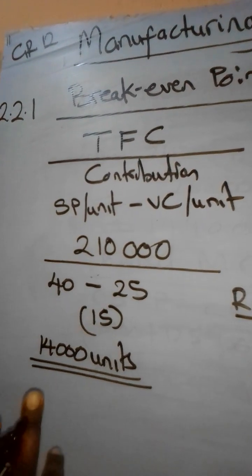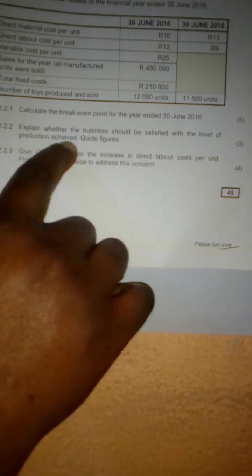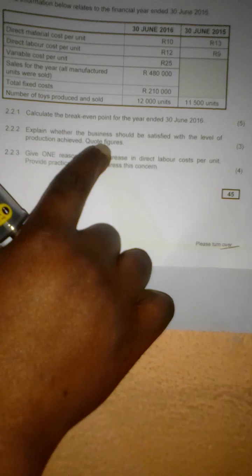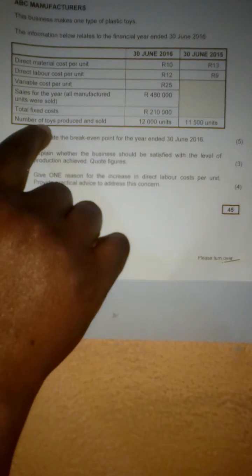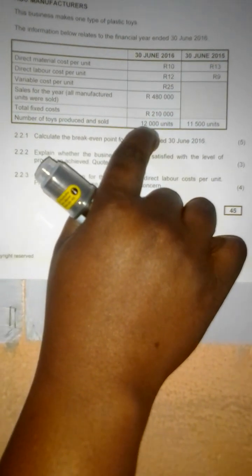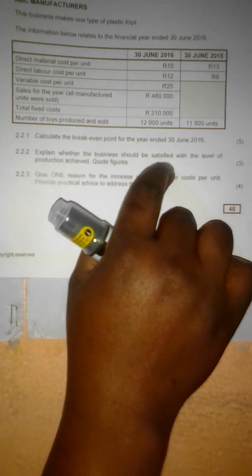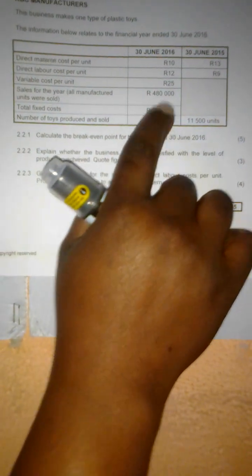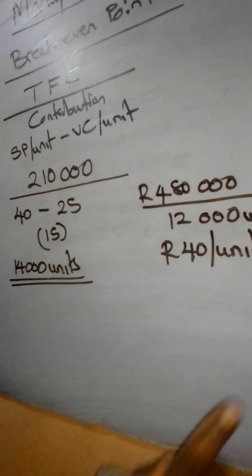I'm also going to answer the other part of the question, 2.2.2. Explain whether the business should be satisfied with the level of production achieved. Quote figures. So the break-even point is 14,000. But if you look at the number of toys produced, it is 12,000. They are below the break-even point. So the answer is no. They should not be satisfied with the 12,000 units. Why? Because the break-even point is 14,000. At 12,000 units, it means they will make a loss.